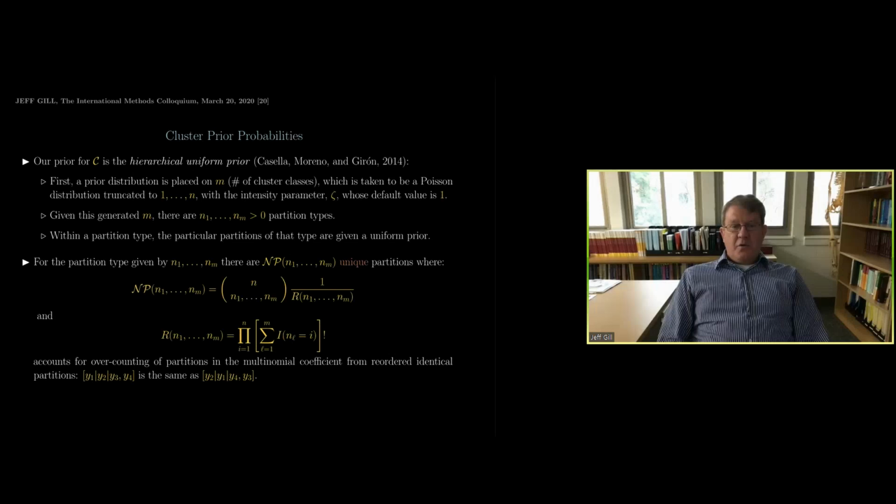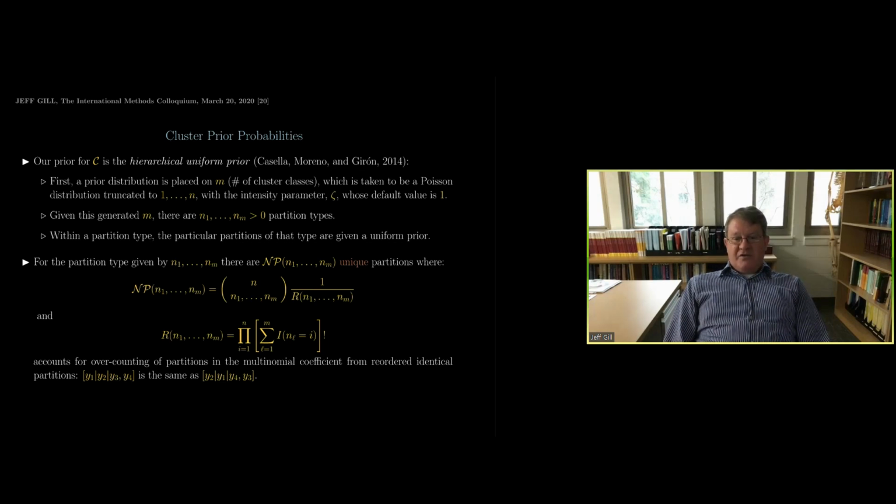So I need a prior for clustering. Fortunately, there's one paper out there. What this paper suggests is to put a prior on M, the number of cluster classes, drawn from a Poisson truncated between 1 and n. Actually, I want to make it 1 to n minus 1, but that's a minor detail. The intensity parameter is something that you think is appropriate. The default in the paper is 1. I've played with that as a tuning parameter. It's not super important how you do that. And then that gives you N1 through NM partition types, which is great. So that's your prior on clustering. That gets you started. As you see down there, the number of unique partitions is that NP.